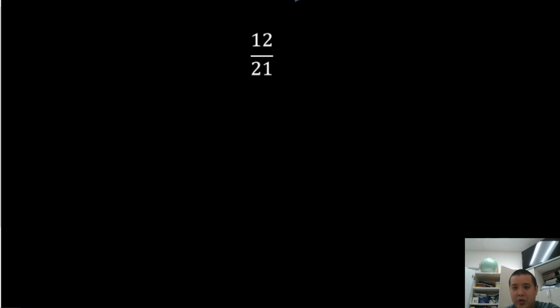So let's take a look at this. We want to simplify 12/21. When we simplify it, we're looking for a common factor. And we know that 12 and 21 both have a common factor of 3. We know that because if we find the prime factorization of both of those numbers, the prime factorization of 12 is 3 times 2 times 2. And below, the prime factorization of 21 is 3 times 7.